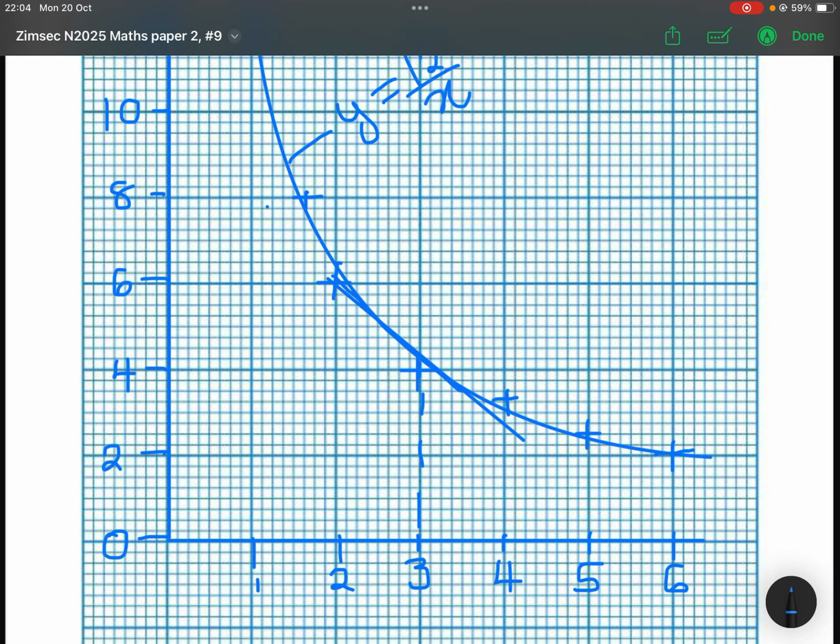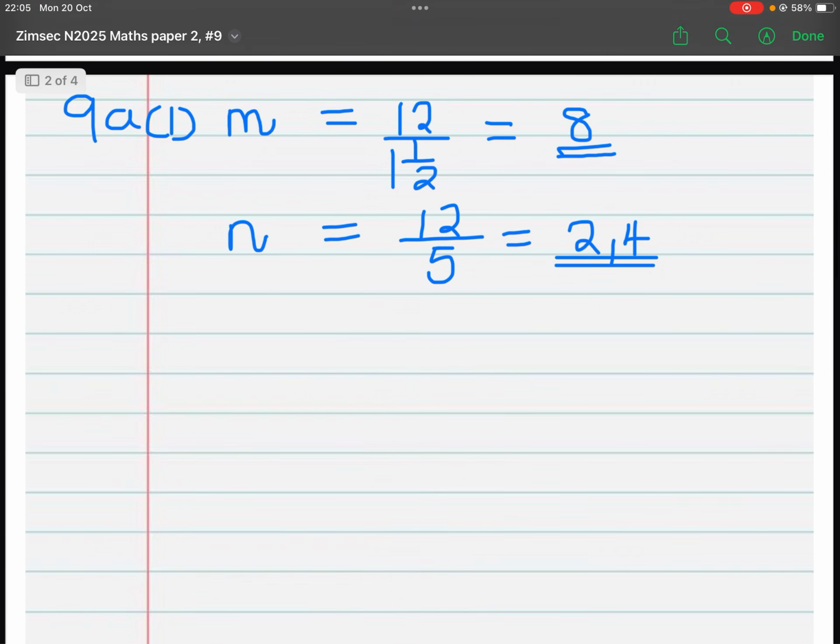And then after that, we need to find the gradient of the tangent. We say it is change in y over change in x. So we just need to select 2 of the coordinates. I have used 3, 4 and also 2, 5.6. So let us now calculate the gradient.